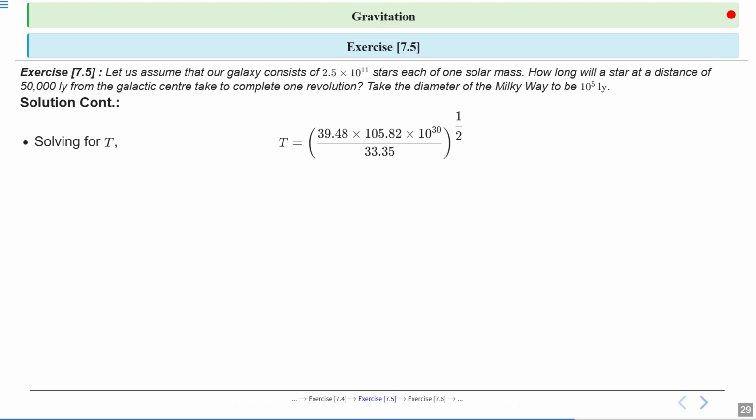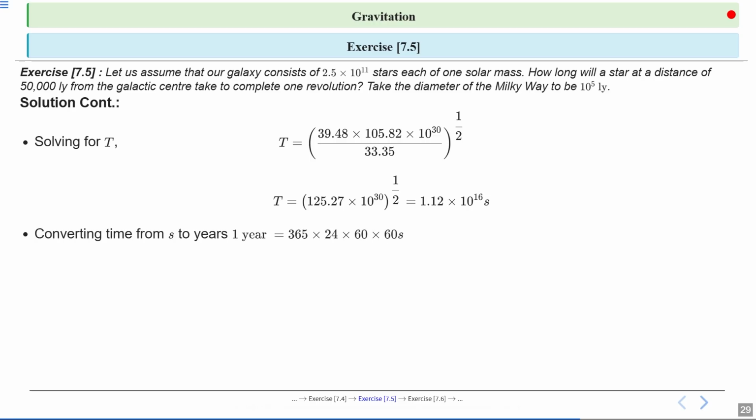Now let's solve for that period T, which is the time it takes for the star to complete one revolution. So solving this, you will get T. So T is equal to 1.12 × 10^16 seconds.